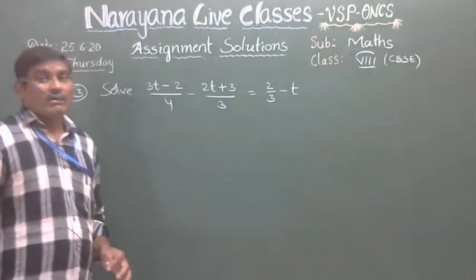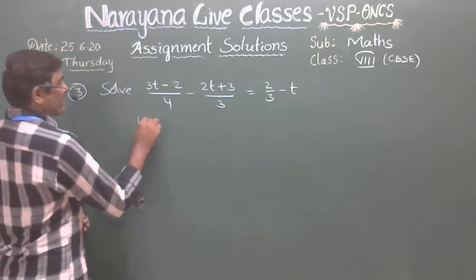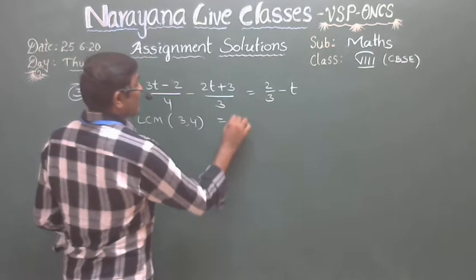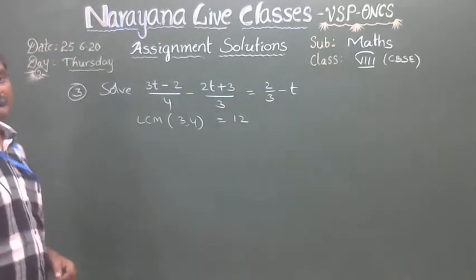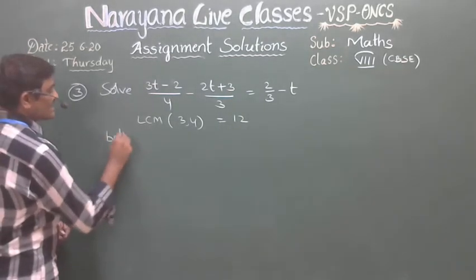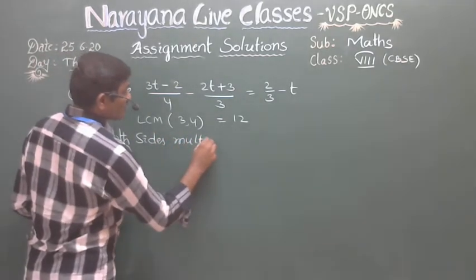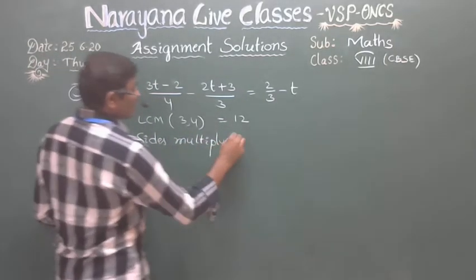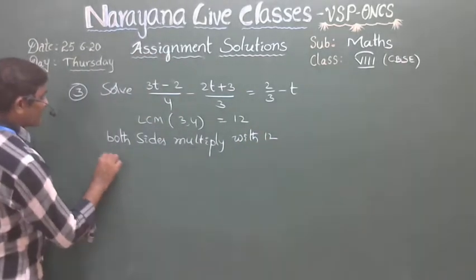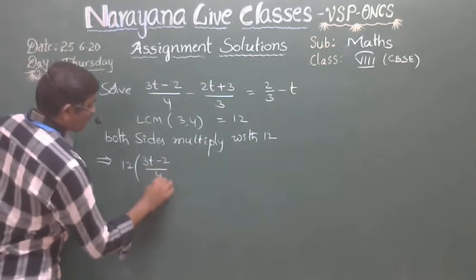Okay. So here we have the denominators 3 and 4. First find the LCM of the denominators, 3 and 4. The LCM of 3 and 4 is equal to 12. Now multiply both sides with 12.